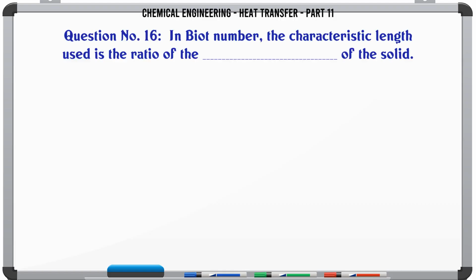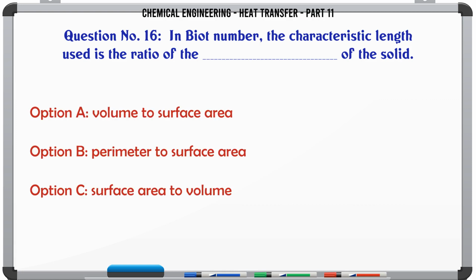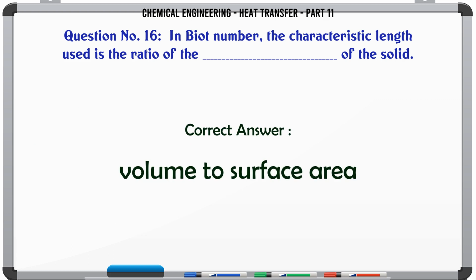In Biot number, the characteristic length used is the ratio of the solid A. Volume to surface area, B. Perimeter to surface area, C. Surface area to volume, D. Surface area to perimeter. The correct answer is volume to surface area.